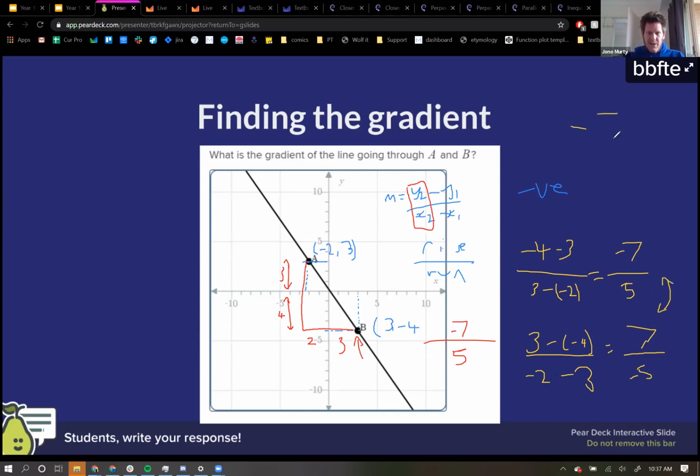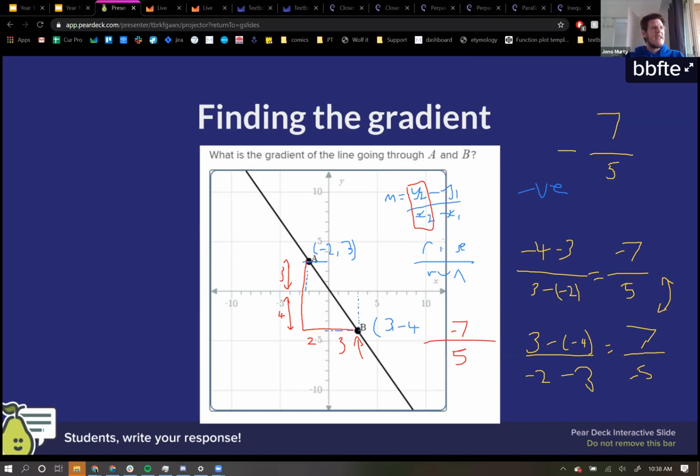The nicest way to write it is really with the minus in front of the fraction. You wouldn't include it on the numerator or the denominator. This answer and this answer are probably the two preferable ones. 7 over -5 is correct, but generally we don't write the negative sign in the denominator. We like to move it up to the numerator or have it outside the fraction entirely.